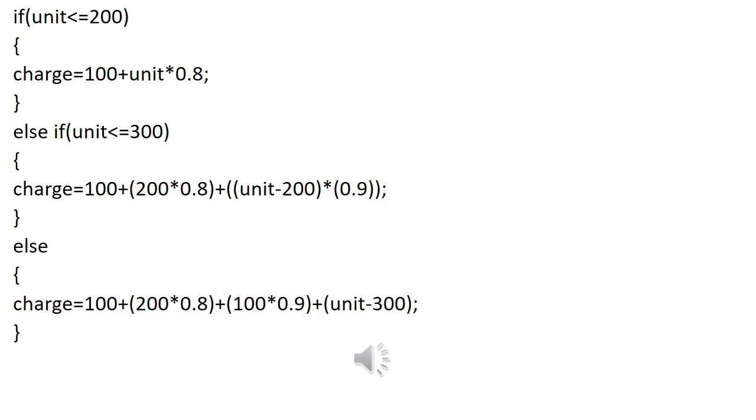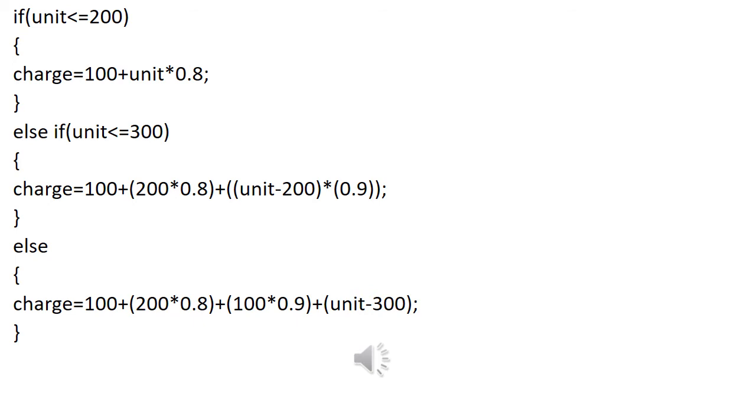If that is not the case, and the user has consumed, let us say, 240, 250, 260 or somewhere up to 299, then I have to compute the charges for such a case. For that, the first 200 units will be charged at 80 paisa itself. The remaining will be charged at 90 paisa per unit. So I have to split the total number of units consumed into the first 200 and the remaining 100. That is what I have done here.